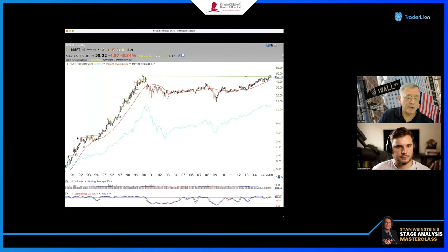This is Microsoft. Green line breakout after green line breakout, and then it forms a new top. Do you hold it from 2000 to 2015 until it has a new green line breakout? No. You get out.